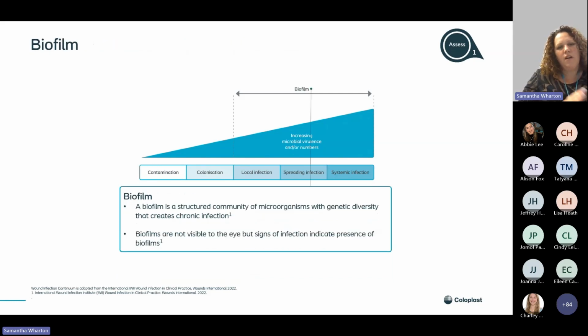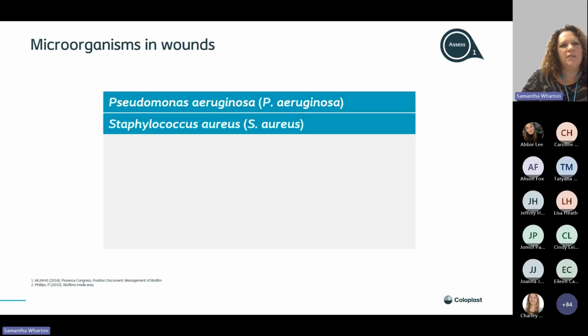And then alongside our local infection through to our systemic infection, we have biofilm. Like I was saying, biofilm is a structured community of microorganisms, and they create that chronic infection. They're not visible to the eye, but they show signs the same as infection if they're present within the wound. So those local signs of infection may also be biofilm presence.